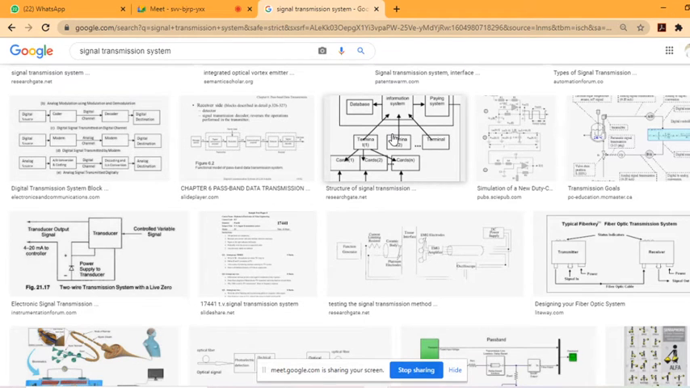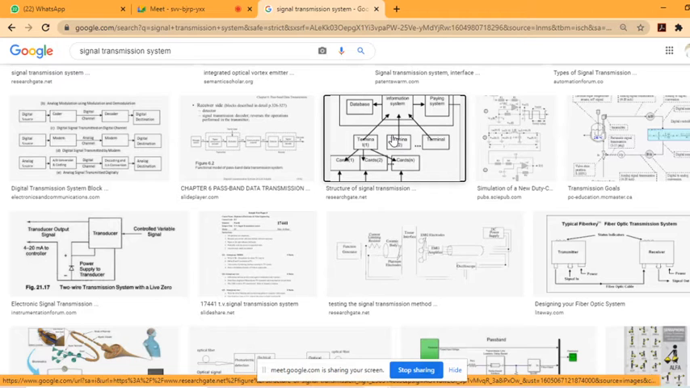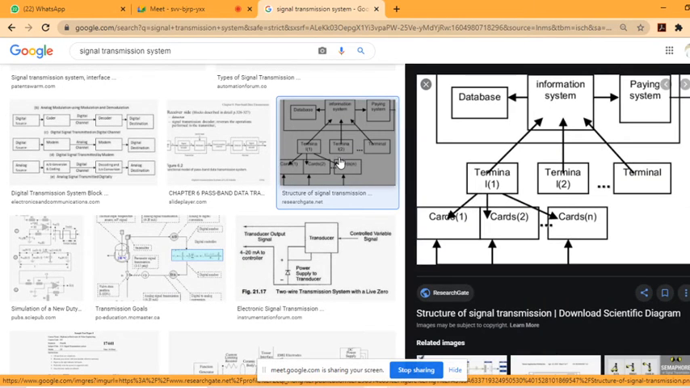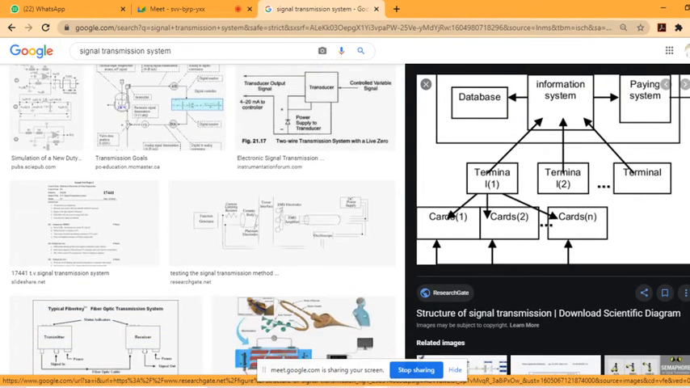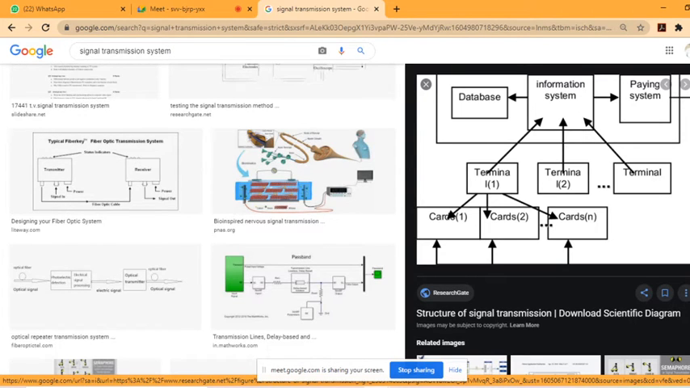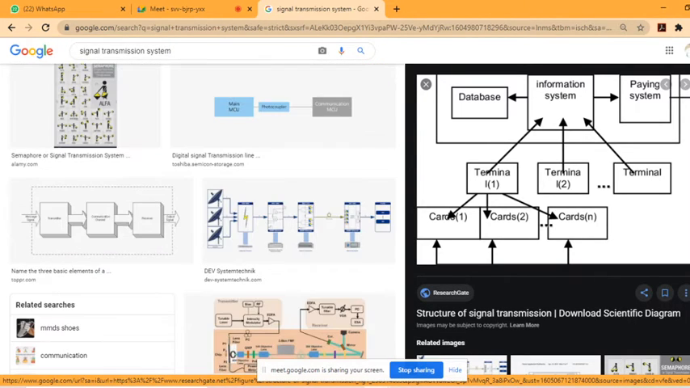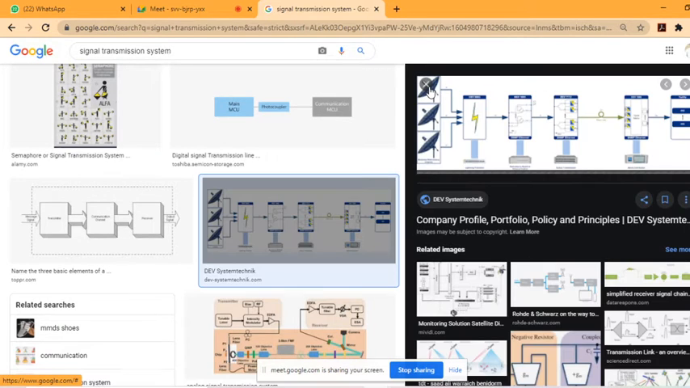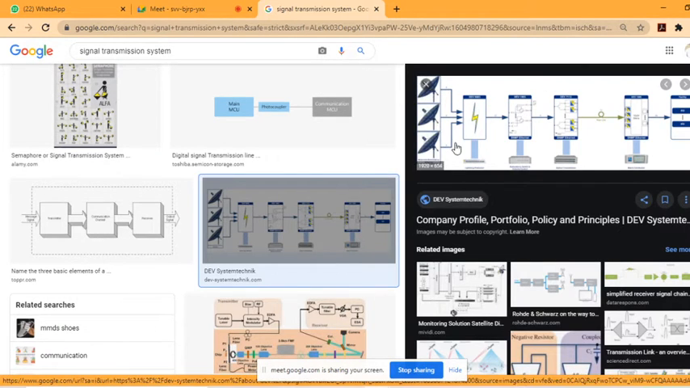A number of signal transmission systems. Okay, these are some examples. This is a structure of a signal transmission system: information system, paying system, data terminal, cards, etc. You can see some other signal transmission systems, which are used in, yeah, this one is another one. This is the source node, this is a tower, this is another node, these are nodes, and this is the destination.